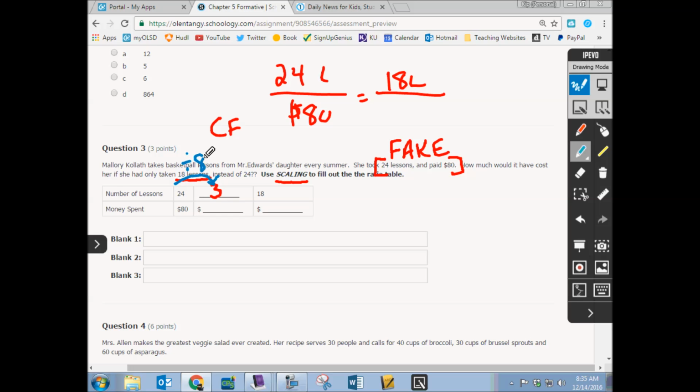That's dividing by 8. So what are we going to do to the money? Divide by 8. There's $10. What are we doing to go from 3 to 18? Times 6. So we got to do times 6 there. We get $60. That's one possibility.